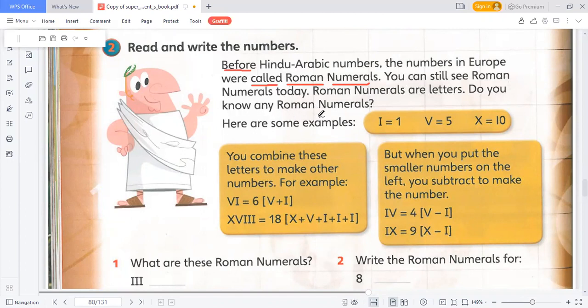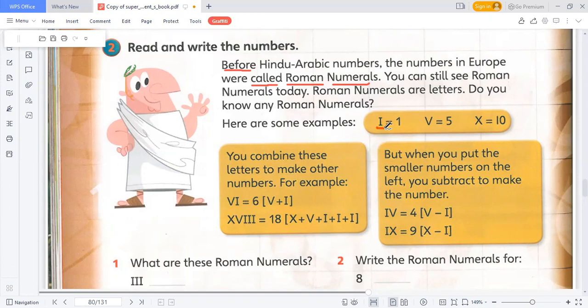Okay, so do you, or have you ever heard about Roman numerals? No? Is it your first time to hear this word? Yes. Ah, okay. So anyways, I'll discuss to you what Roman numerals are. So here are some examples of Roman numerals.